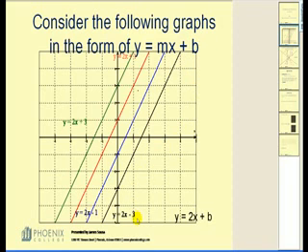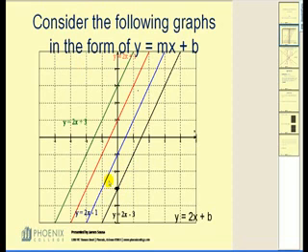This may be hard for you to read, so more specifically, all of these lines are in the form of y equals 2x plus b. Basically what I'm doing is I'm varying the value of b. This black line is y equals 2x minus 3, and what I want you to notice is it actually crosses the y-axis right at negative 3.